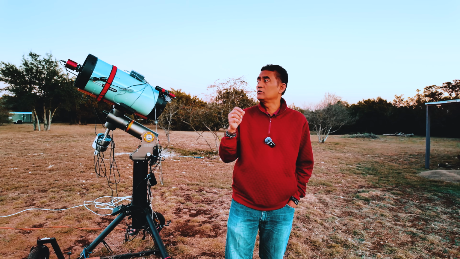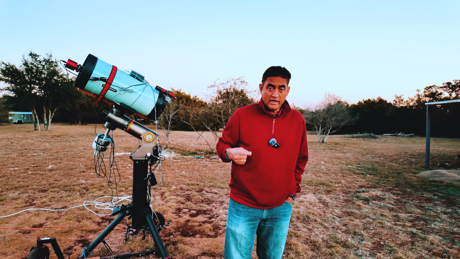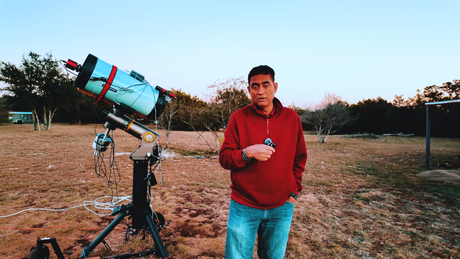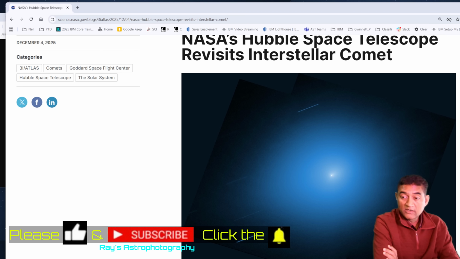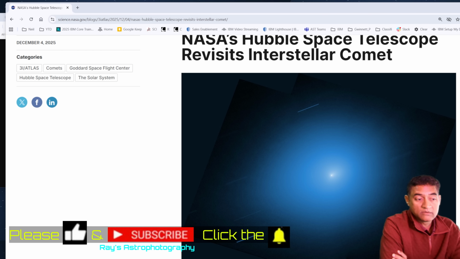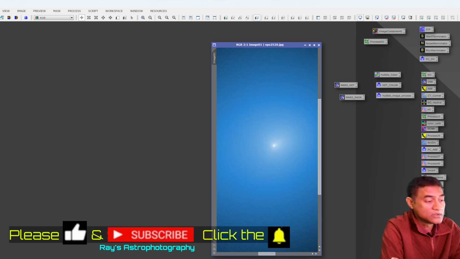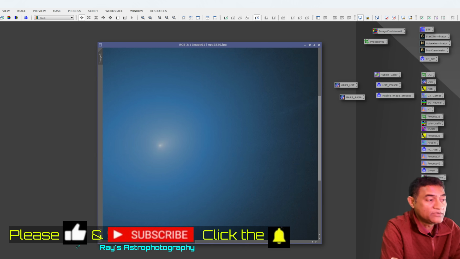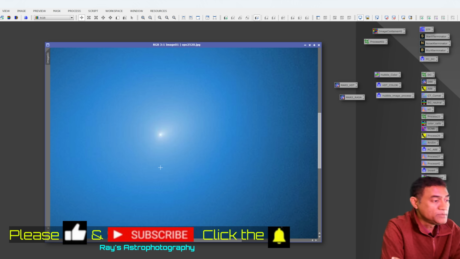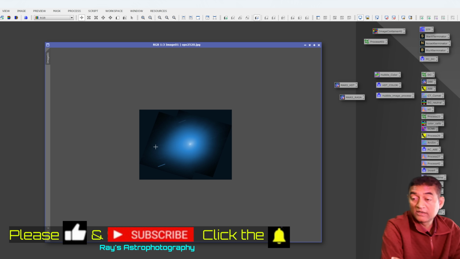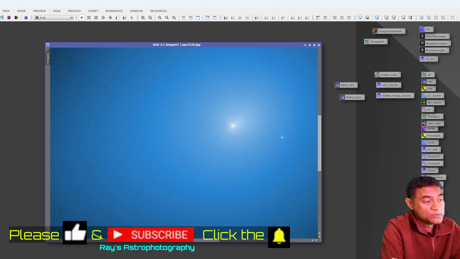Let me show you the data that I captured, and I processed the Hubble picture. So this is the picture NASA released. They took a picture a couple of days ago on December 4th, and it shows that point of light. So I was intrigued with this point of light, and I went ahead and downloaded that image. This is just a JPEG file. And I tried to zoom into this file. This is the file that NASA released. And I zoomed into this file.